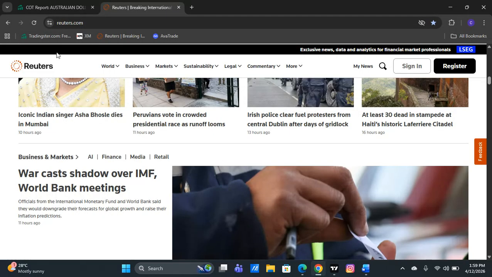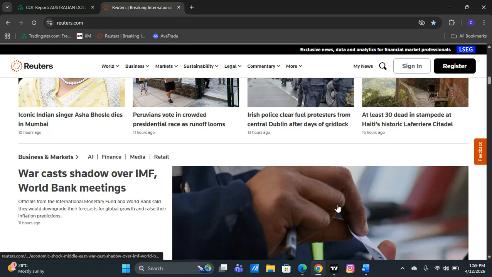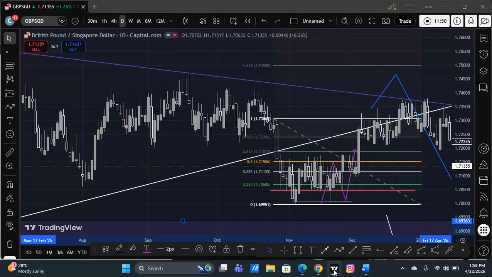And up here, I hope you can see that this is TradingView, this is XM, one of my brokers, this is Reuters, and this is AvaTrade. I don't advertise any broker, but those are the two brokers that I'm using. And I'm also using Blueberry Markets, which is not shown currently. So this is in a nutshell the systems that I'm using for trading.